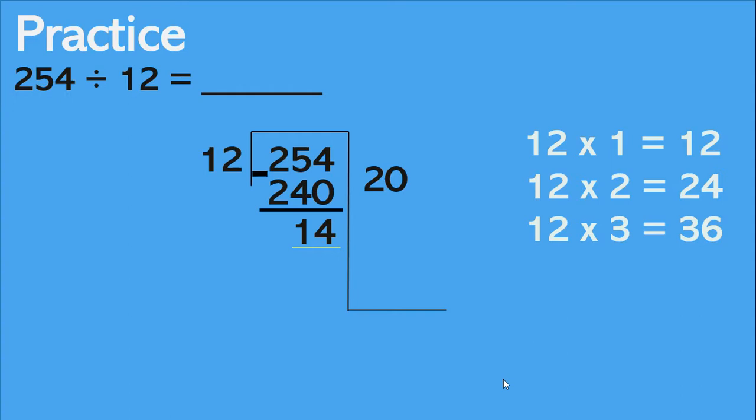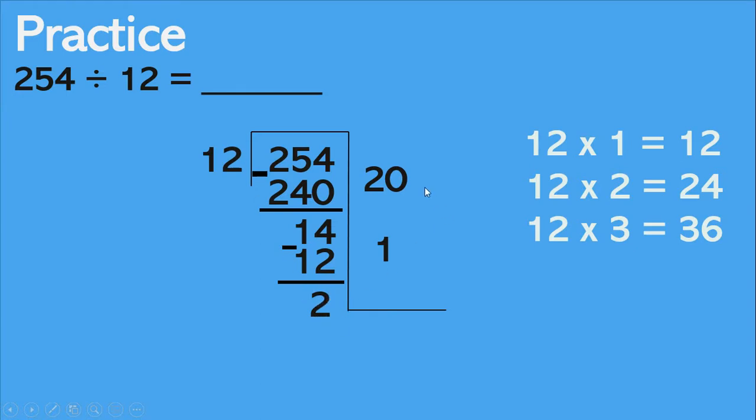I don't have to keep rewriting my multiples because I can see that here 12 times 1 is 12, which is closest to 14 without going over. So I know that I'm going to be multiplying 12 times 1 to get 12, which is as close to 14 without going over. 14 minus 12 is 2. Notice our 2 here is smaller than our divisor. So that means the number left over, when it's smaller than the divisor, is our remainder.